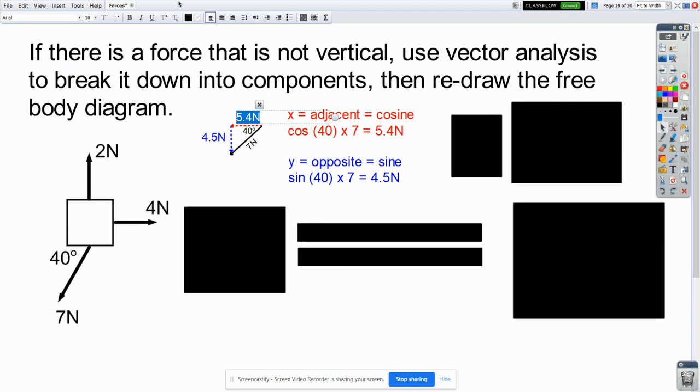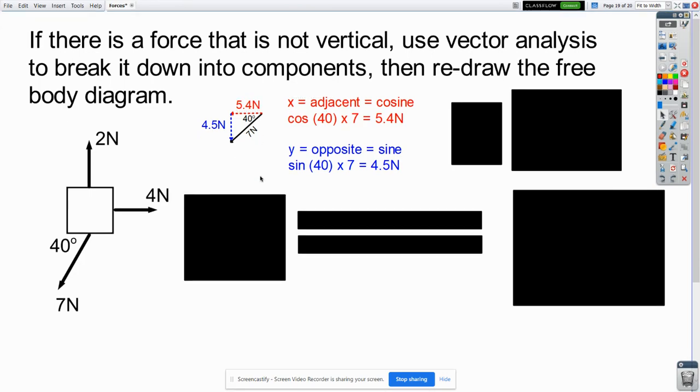And again, what I've just done is I've broken those down into their component vectors, what each of the X and the Y parts would be. What arrows would it take to draw a 7 Newton force at 40 degrees? It would take a 5.4 to the left and a 4.5 down.